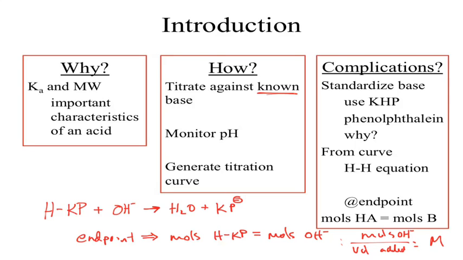That molarity we will report out to 4 sig figs, so as many significant digits as we can get. That way, when we use this information later on, we can get the maximum amount of significant digits in our Ka value and in our molecular weight. So that's what happens at our endpoint. That's what we're going to do today, is just run that titration, at least minimally.